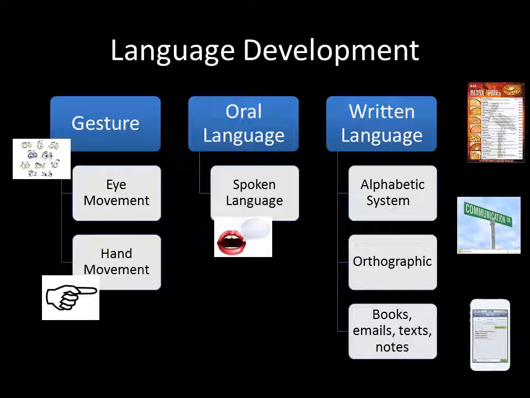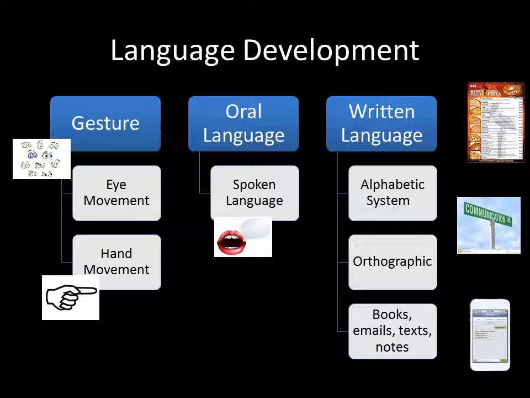In order to fully understand language development, let's take a look at 3 modes of communication: gesture, oral language, and written language. Gesture includes eye movement, such as showing expression with your eyes or looking at an object that you're talking about or making eye contact with someone. Hand movement includes pointing or showing expression with your hands while telling a story. It also can include sign language.